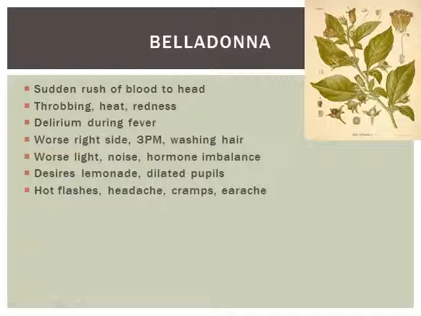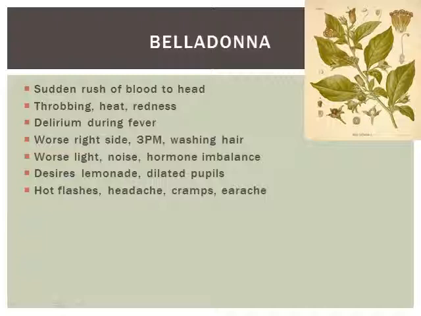There may be a desire for lemonade, and the pupils may be dilated. In fact, the remedy belladonna means beautiful woman, and the reason it's called belladonna is that in Europe, women would actually put a little bit of this herb, Atropa belladonna, and atropine is a drug that's made from it, in their eyes to make their pupils dilate so that they would look more beautiful.